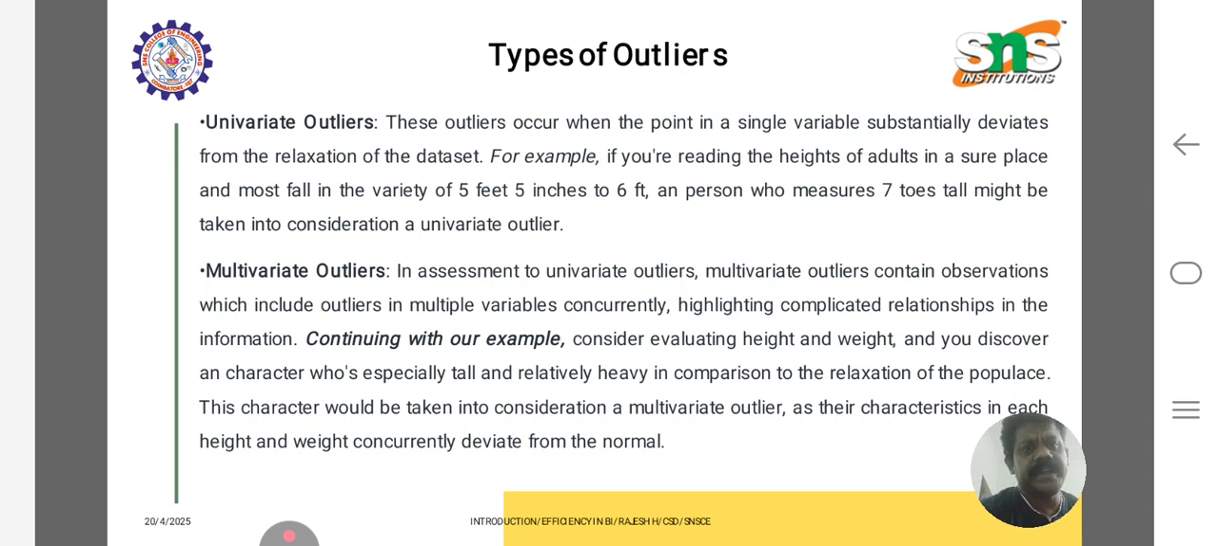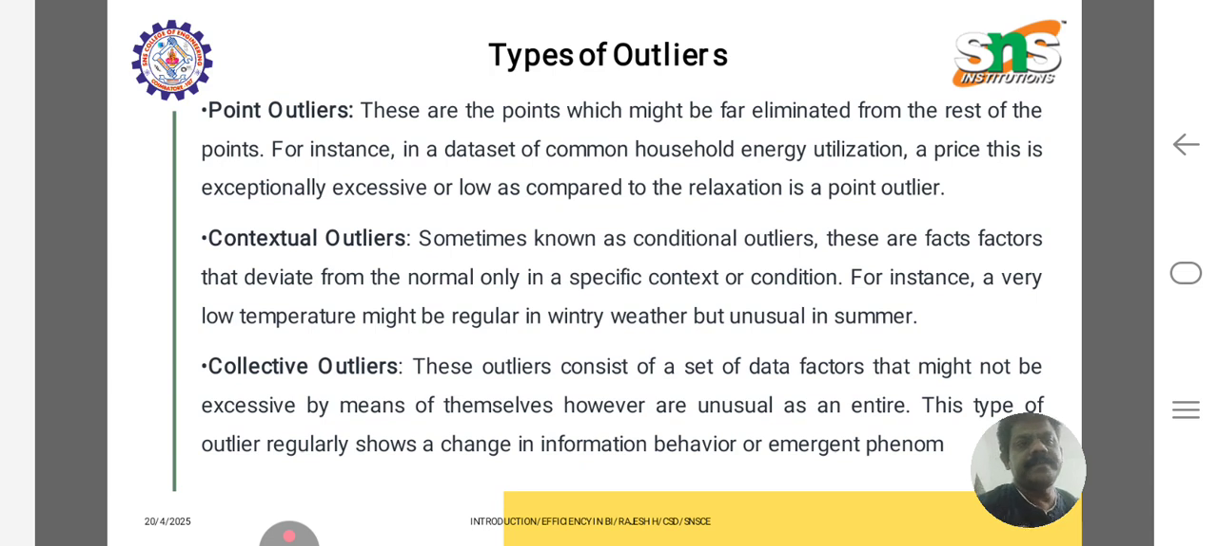Another type is multivariate outliers. In contrast to univariate outliers, multivariate outliers contain observations which are outliers in multiple variables simultaneously, highlighting complex relationships in the data. Continuing with our example, consider evaluating height and weight, and you find a person who is especially tall and relatively heavy compared to the rest of the population. This person would be considered a multivariate outlier as their characteristics in both height and weight simultaneously deviate from the normal. The other types of outliers are point outliers, contextual outliers and collective outliers.